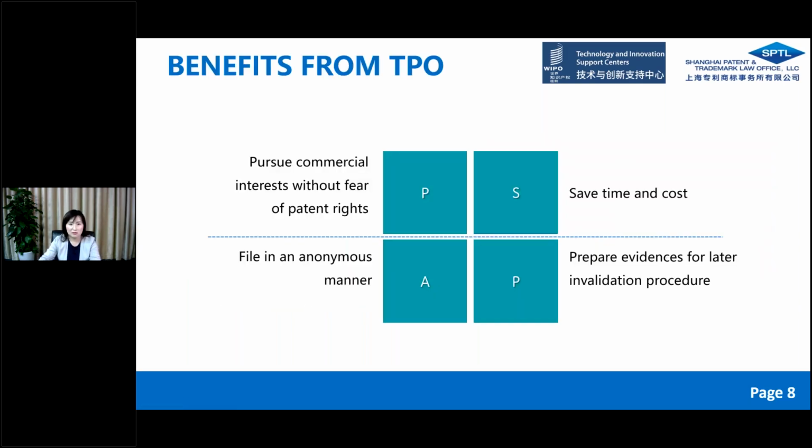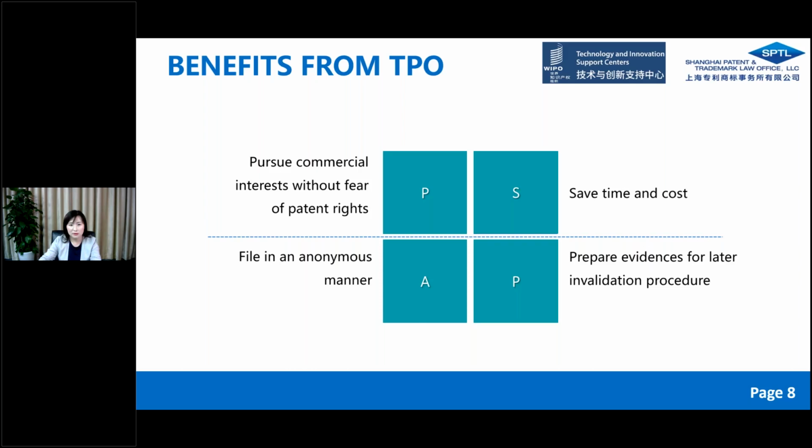So what are the benefits of the observation? The most ideal result from the observation proceeding is to suspend a patent application before the grant, so it cannot constitute a valid patent. If the ideal result of stopping the grant cannot be achieved, the scope of protection of allowed patents may be limited to a certain extent, so that related products can avoid the scope of protection of the patents. Anyway, the commercial interests can be pursued without fear of patent rights.